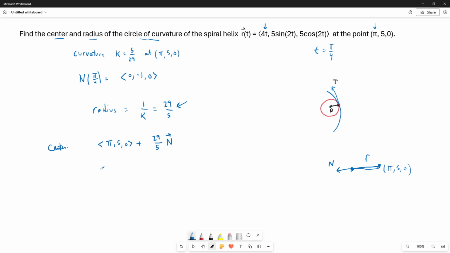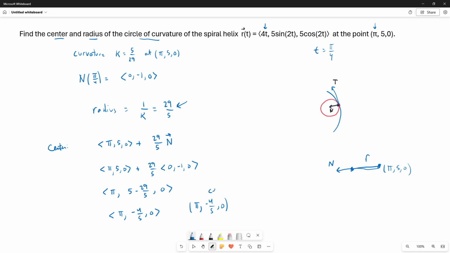So in other words, ⟨π, 5, 0⟩ plus 29/5 times ⟨0, -1, 0⟩. So that's going to be π, and then 5 minus 29/5, and then 0. And this is -4/5. So we have ⟨π, -4/5, 0⟩. So the center as a point is the point (π, -4/5, 0). Just putting this back in point form.